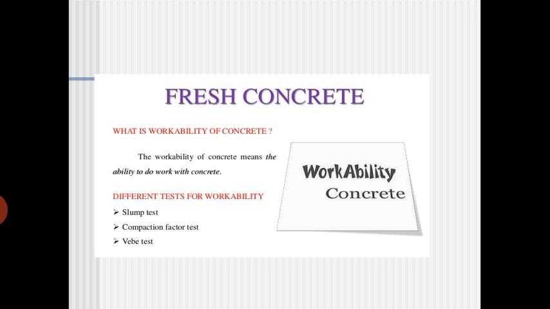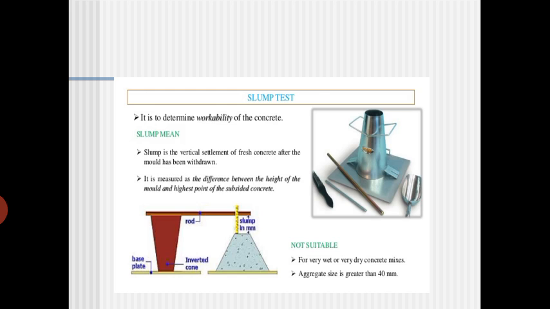Now, different tests for workability: slump test, compaction factor test, and the Vebe test, we will do. Maybe you did the slump test, not the compaction factor test. Maybe the Vebe test also you have not done, but the slump test is very important. Then this slump test, how are we going to conduct it? It is used to determine the workability of the concrete.